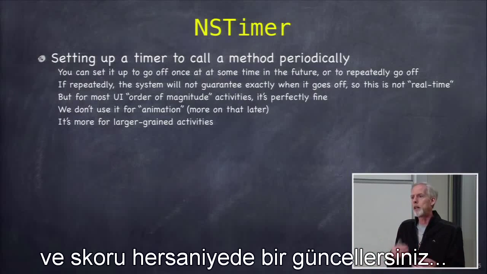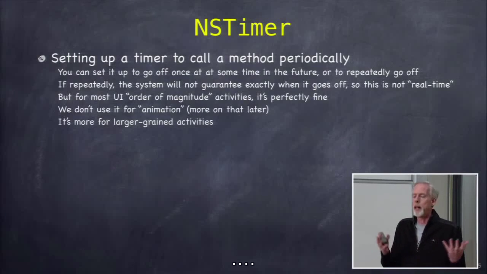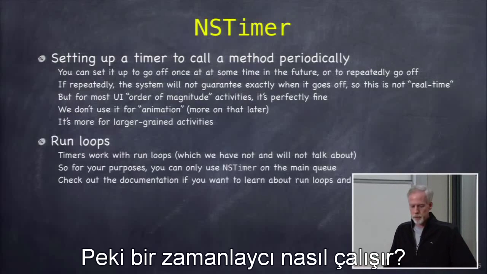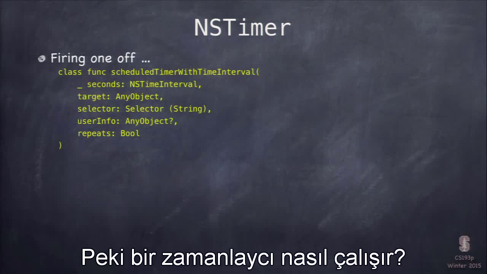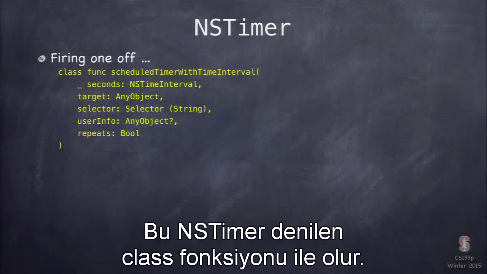Okay? So that you're not constantly changing it. Something like that. It's used for that kind of thing. So the run loops, I said we're not going to talk about that. Okay, so how do you fire off one of these timers? How do you make it work?